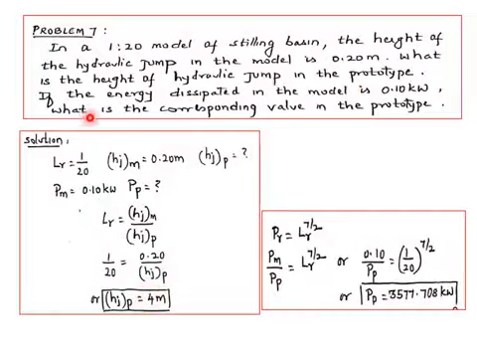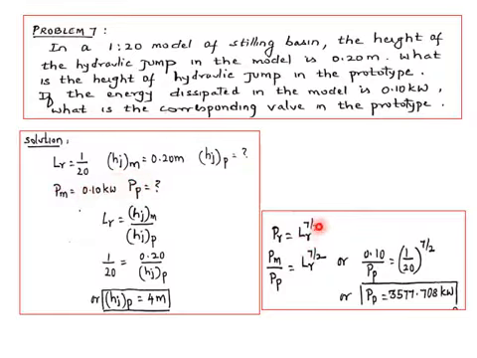Similarly, it is asked what the energy dissipated in the model is. Though the term is energy, it is a power unit, 0.1 kilowatts. So the power ratio has to be used. What is the corresponding value in the prototype, since the power dissipated in the model is 0.1 kilowatts?